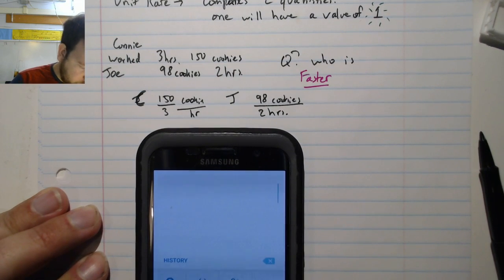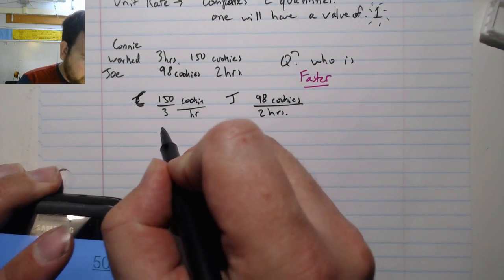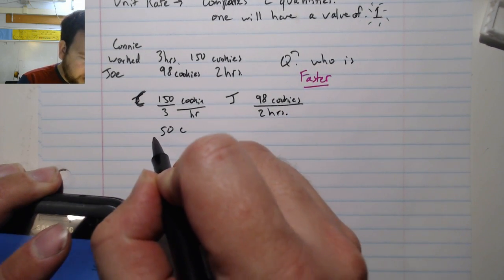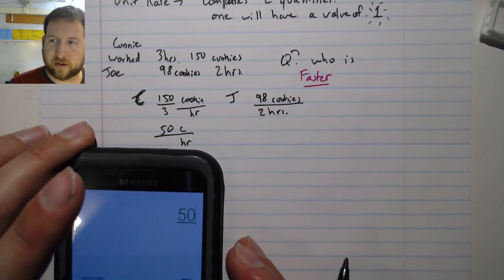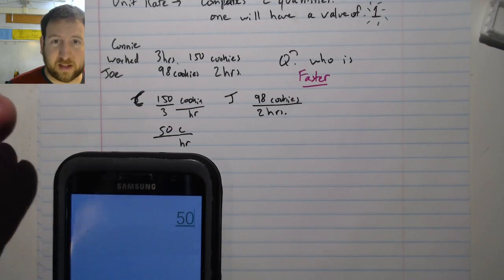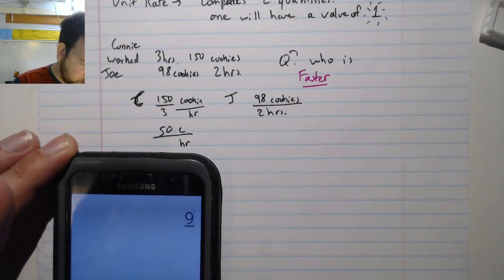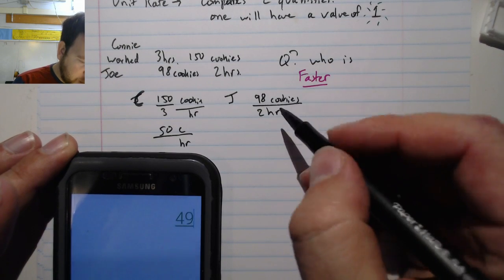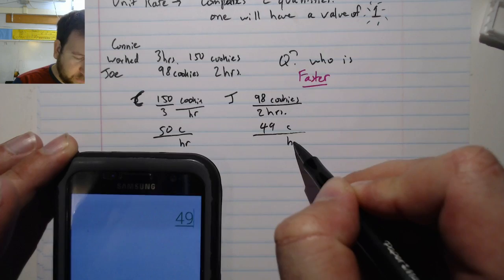Now I've got 150 over 3 is 50. So our rate here is 50 cookies an hour. And I've just decided that my cookie abbreviation is going to be a C, because C is for cookie. And I'm going to do the same over here. 98 divided by 2 is 49 cookies per hour.